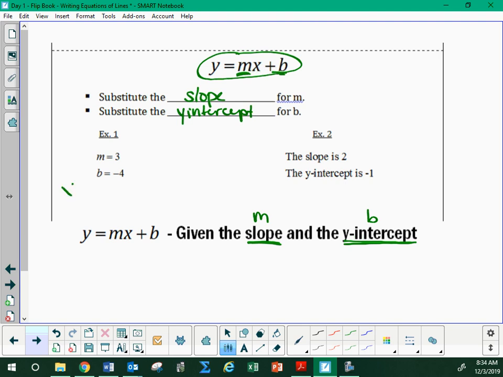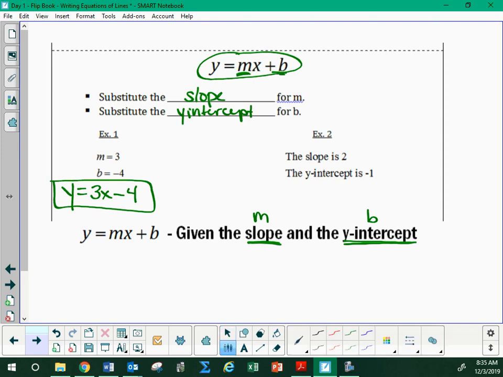So for our first example, y equals, instead of m, I'm going to put the actual m value, x, and then I have plus b, so plus -4, which is just minus 4. And that's your answer. We basically do this in our other unit, you're basically doing it mentally, yeah.